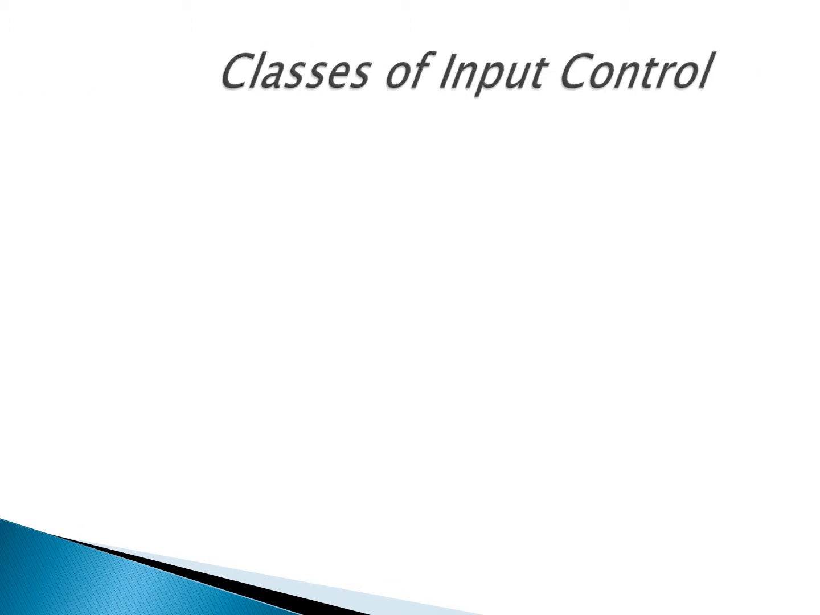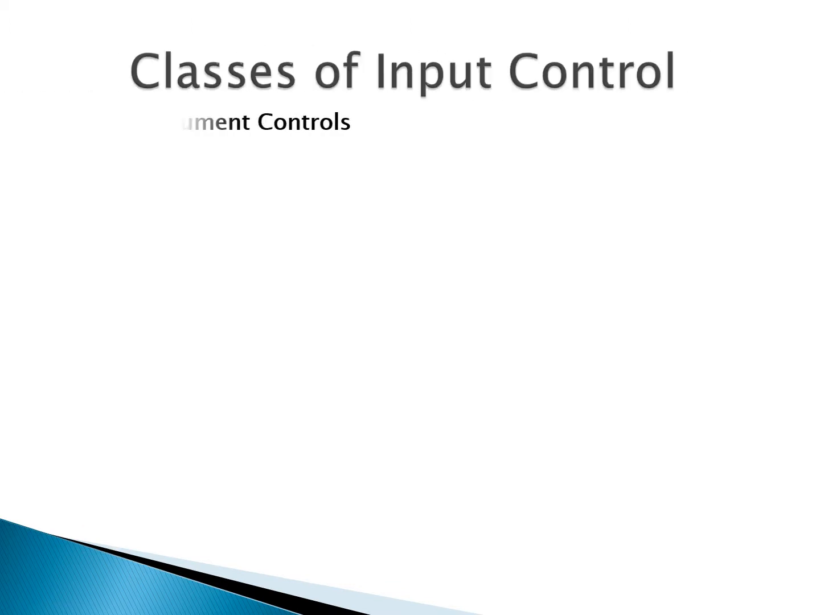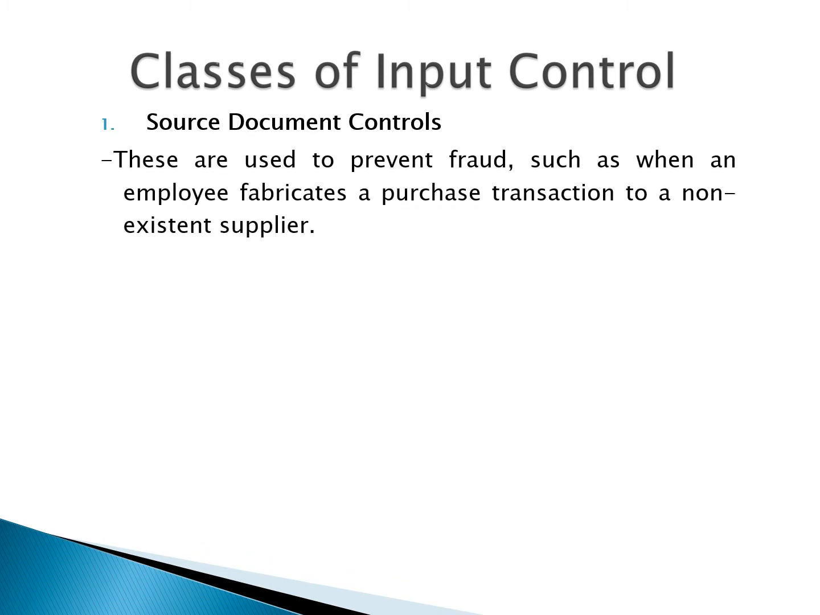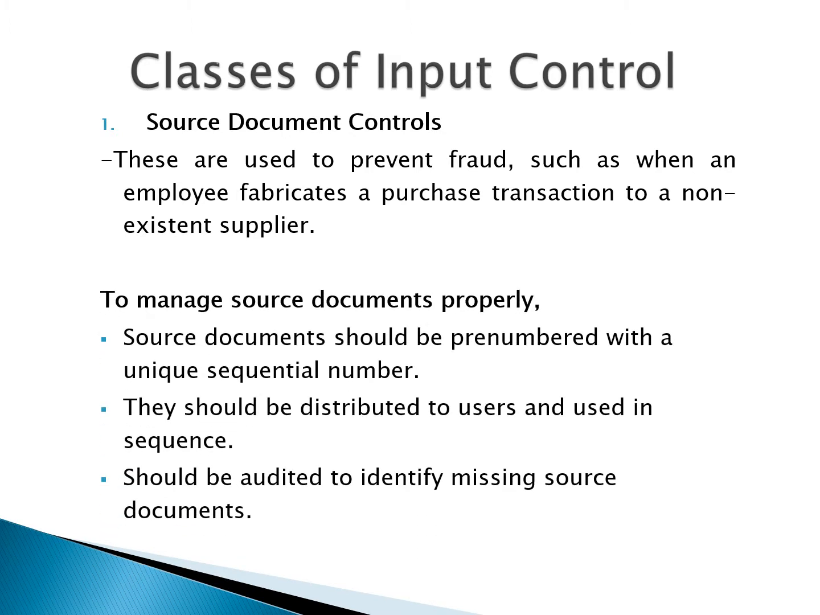So here are the classes of input control. First is source document controls. These are used to prevent fraud, such as when an employee fabricates a purchase transaction to a non-existent supplier. To manage source documents properly, source documents should be pre-numbered with a unique sequential number. They should be distributed to users and used in sequence. And they should be audited to identify missing source documents.